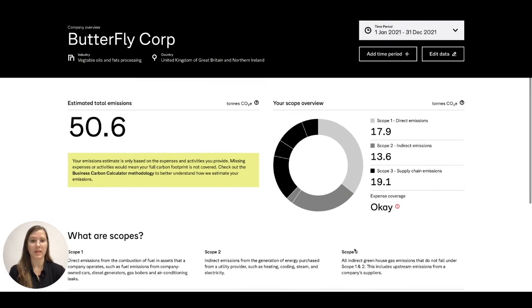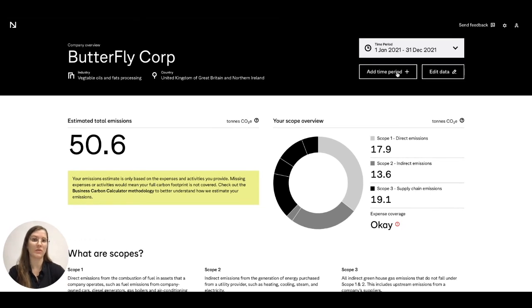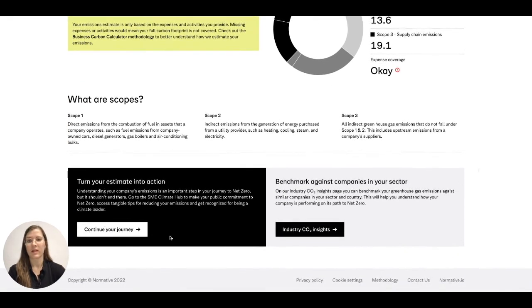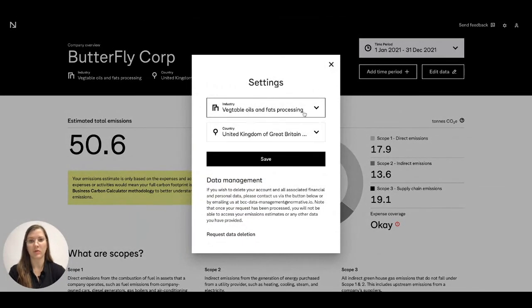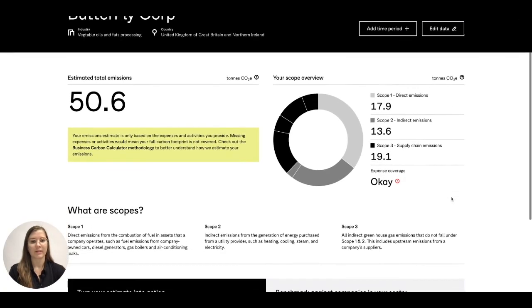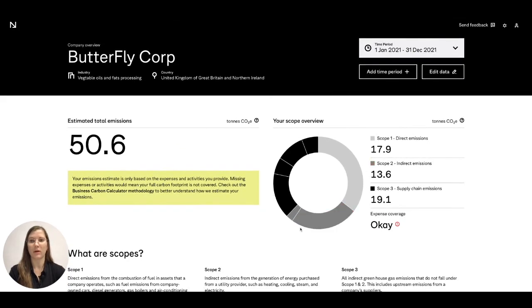So it's easy to use and it's a powerful tool. You can add also new time periods, which you will be able to go forth and back between. You can continue your journey on the SME Climate Hub and see the industry CO2 insights. Furthermore, you can edit your industry and country if you put that incorrectly from the beginning. And you can see what are the different scopes. So this is where you have your emission results. Thank you for listening.